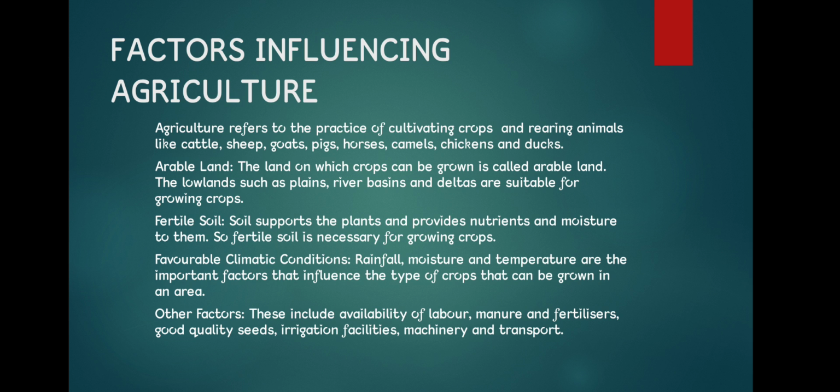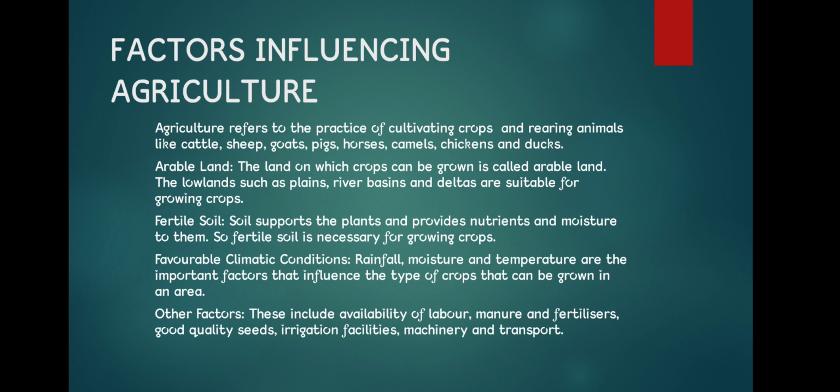The third one is favorable climatic conditions. Yes, absolutely, if we want to grow crops, we need favorable climatic conditions like rainfall, moisture and temperature. These are the important factors that influence growing crops in particular areas.